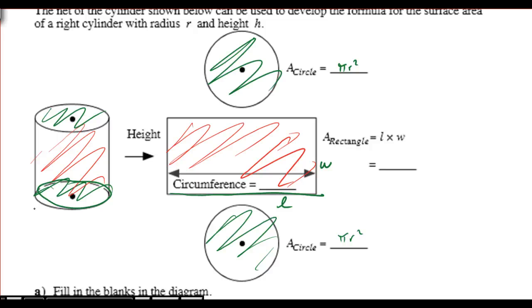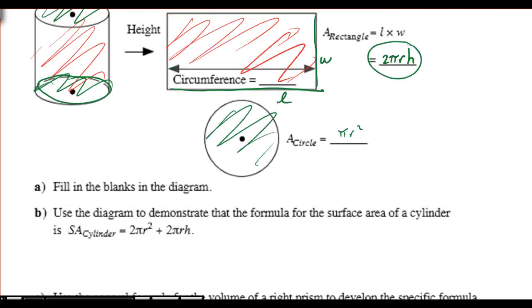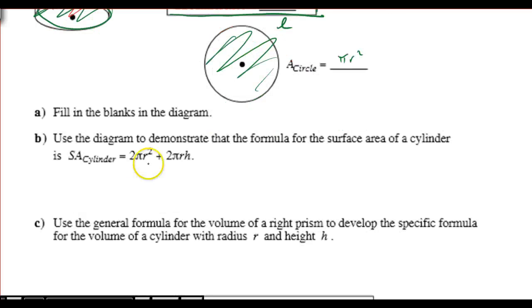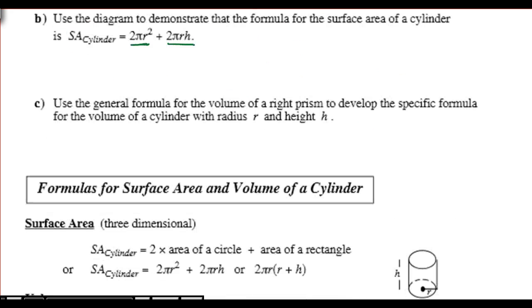So that length, we have to convert it into circumference, and circumference, remember, is 2 pi r. So really the length is 2 pi r, and then the width would just be the height of the cylinder. So this is another way of looking at this rectangle in terms of the radius of the circle and the height of the cylinder. If we were to now add those up, it would be 2 pi r squared, because that's the circle part, and then 2 pi r height, which is the rectangular part.